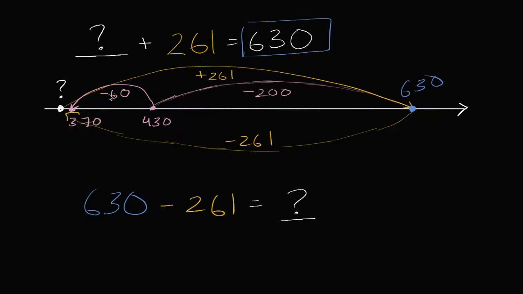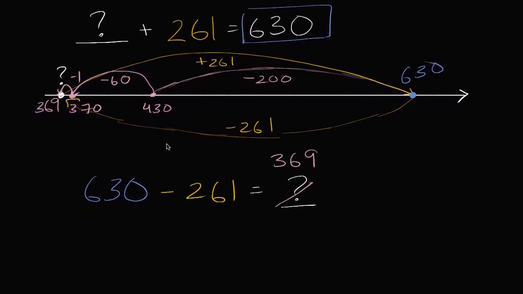And then we have to subtract one more. We have to subtract 260, and then we subtract 1. So 370 minus 1 is 369. So this right over here is 369.